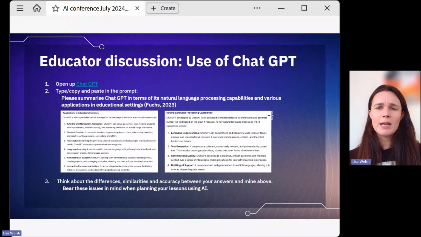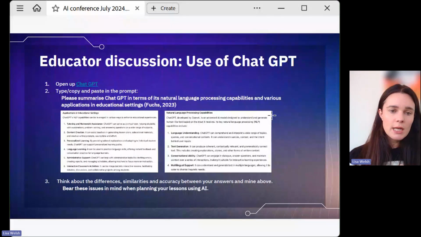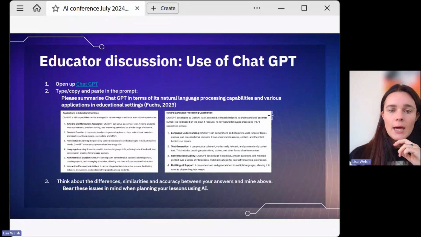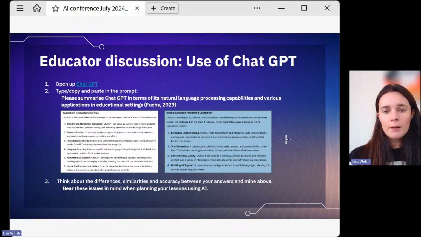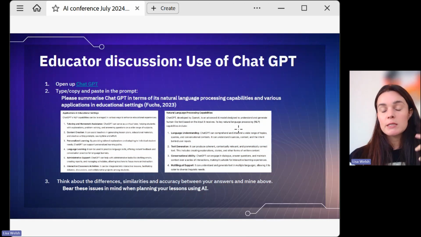I was Googling and I thought, well, why not ask ChatGPT? So it gave me this really nice summary using that specific prompt there. And it also told me about those natural language processing capabilities in terms of its language understanding.